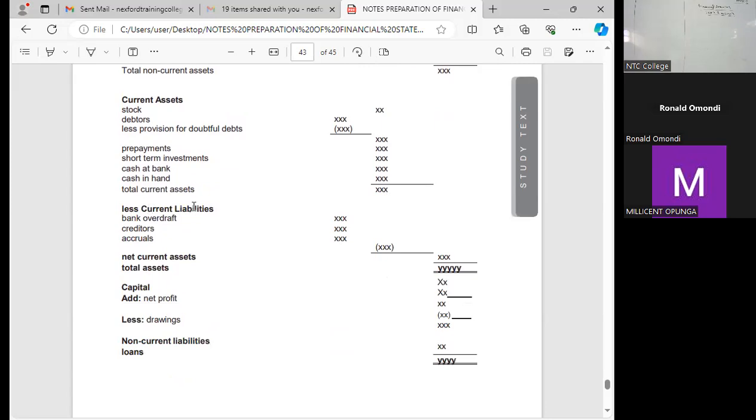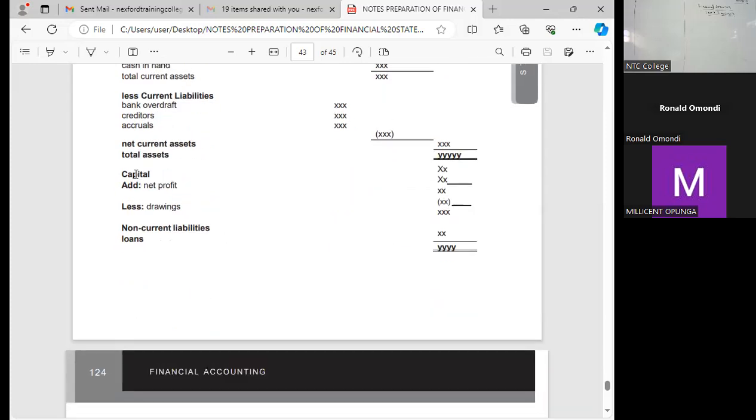Then less current liabilities. This one is another format, but use the one that I've shown you. So out of current assets, you less current liabilities such as bank overdraft, creditors, and accruals. That gives you the net current assets. Then we have capital, add net profit. If it's a loss, you deduct. Then again, you less drawings. Then you will get net capital. Then non-current liabilities such as loans, you also add.